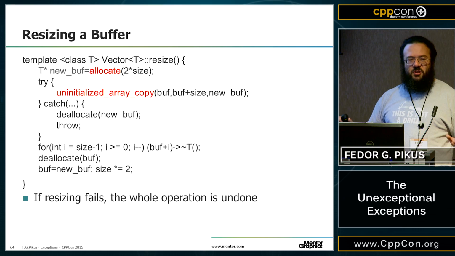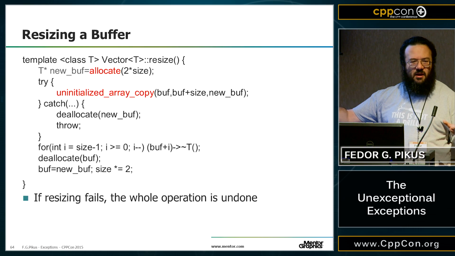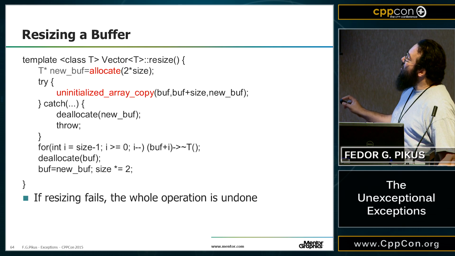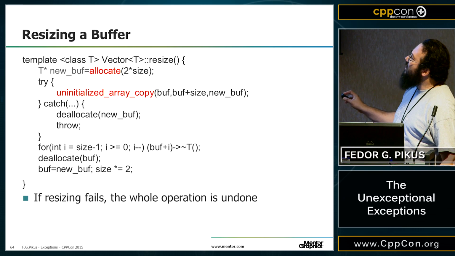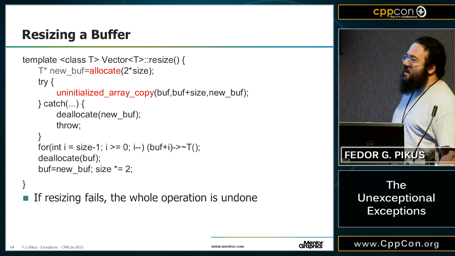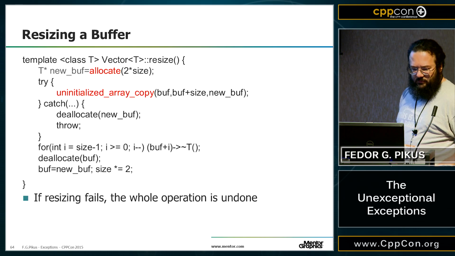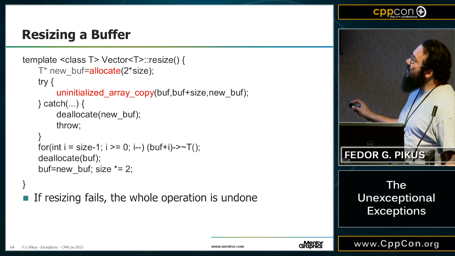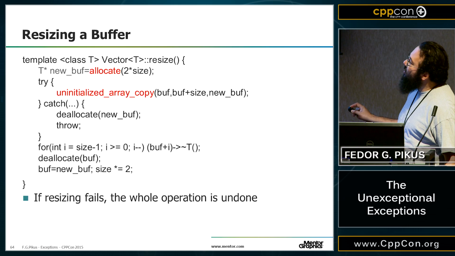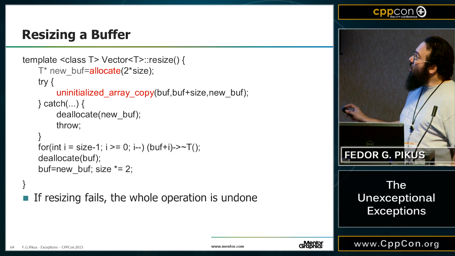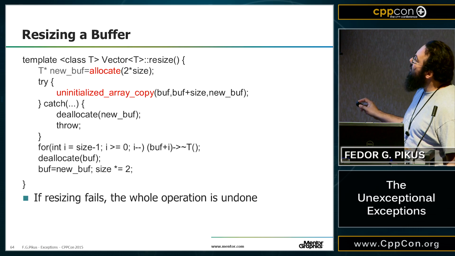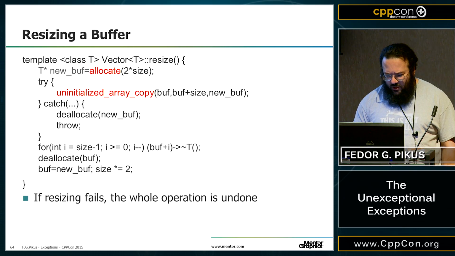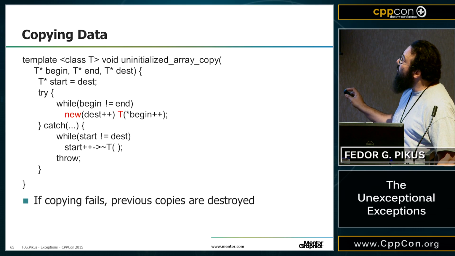Then, because we just allocated new memory, we have to copy the existing data from our current buffer. This is a new buffer, so we have a current buffer. We have to copy the existing data from the current buffer into the new buffer. And that can throw, because it's a copy constructor, it can throw. So if it throws, we have to clean up the memory. We have to deallocate the new buffer and rethrow the exception. Oh, and we also have to destroy whatever we already copied. So this would follow commit or rollback semantics if an initialized array copy was done right.